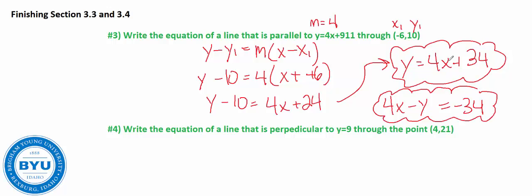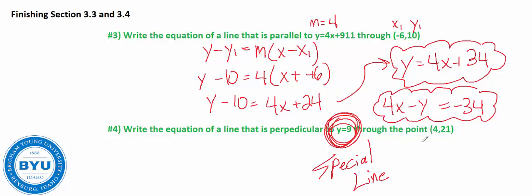Don't forget, you have to minus that 4x over, and then you can't have your x's be negative. Okay, this is a weird one here. Write the equation of a line that's perpendicular to y equals 9. Remember, y equals 9 is a special line. Do you remember what kind of line it is? Horizontal. It's a horizontal line.